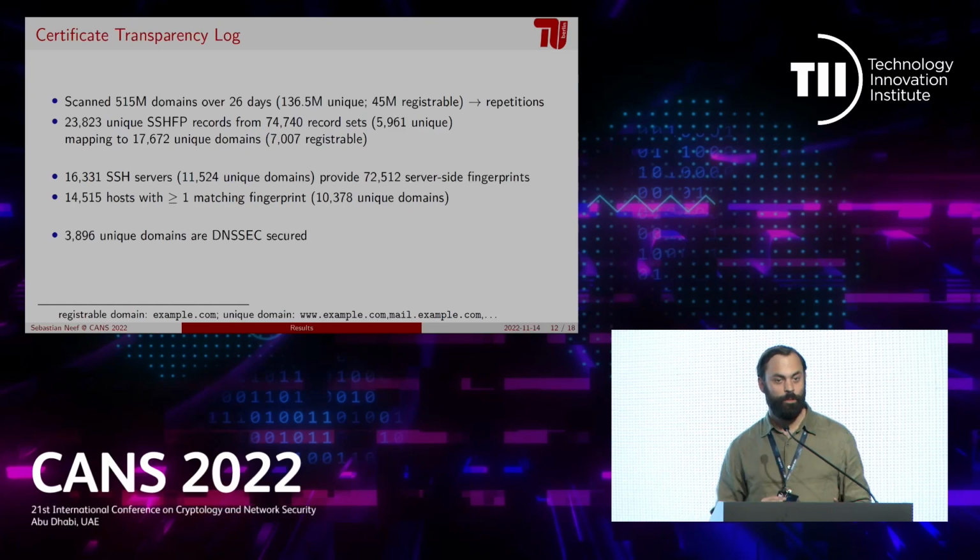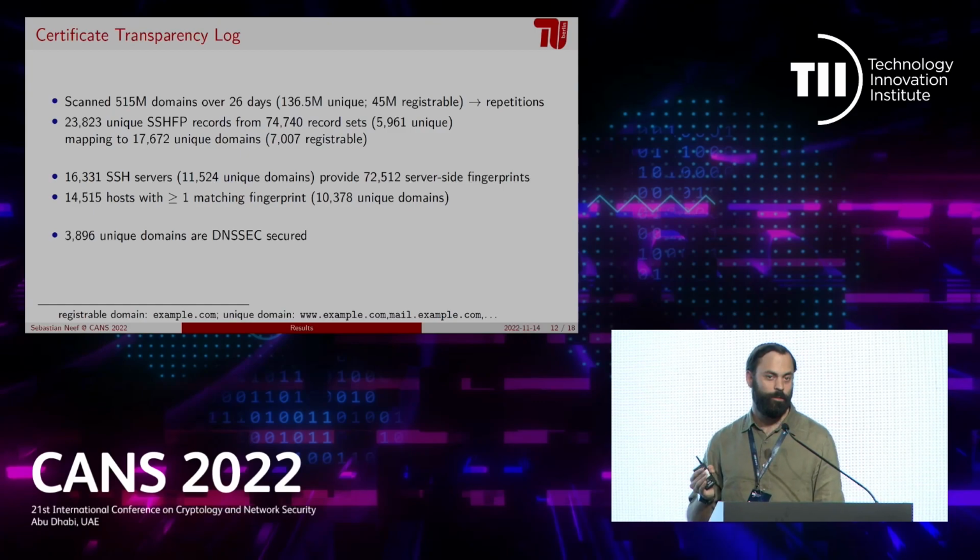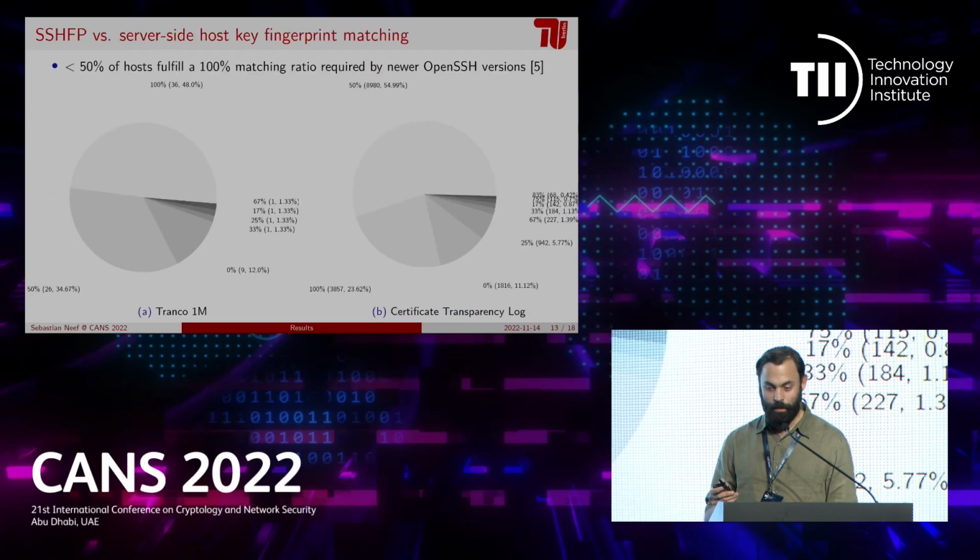With that, we find 14,500 hosts with at least one fingerprint that map back to around 90% of those 11,500 domains, so 10,300. And again, the amount of domains that use DNSSEC and SSHFP records is quite low, so only 3,800 unique domains use DNSSEC. So what does it mean for being able to use that to validate the fingerprints?